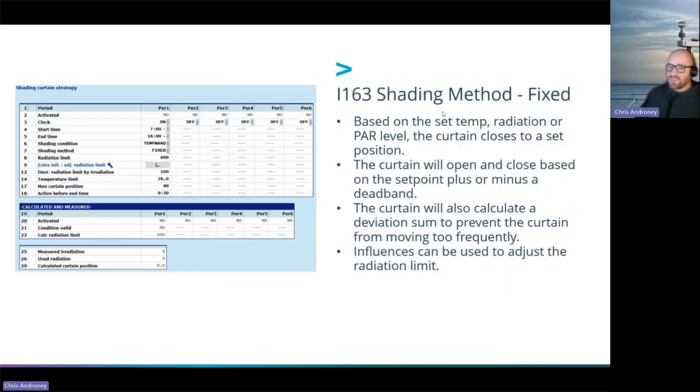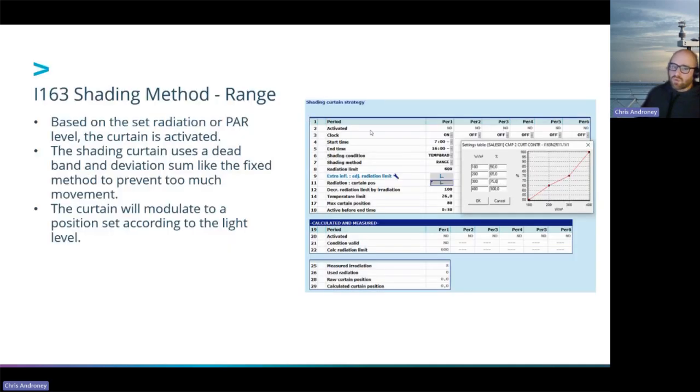The difference between these is once you use a fixed shading method, as soon as you hit your radiation limit, your PAR limit, or your temperature limit, the curtain's going to go to a set position and then it's going to stay there. The way that the range works is that once it hits a radiation limit, a PAR limit, or a temp limit, it's then going to use this table pictured here to figure out a position based off of how much sun or how much temperature you're actually getting inside that you want to block. So it gives you a little bit of modulating there, so it's not just going to a fixed position and then staying there.